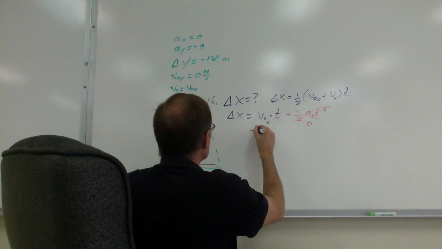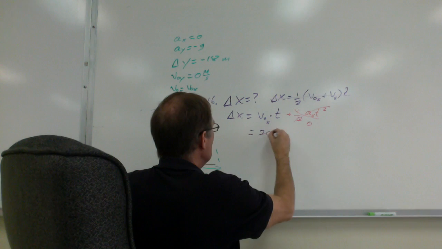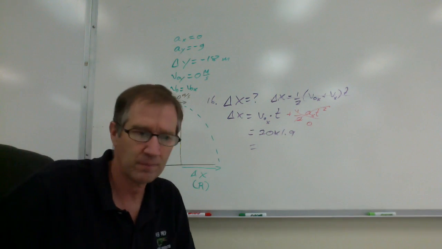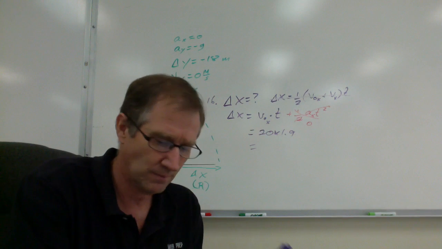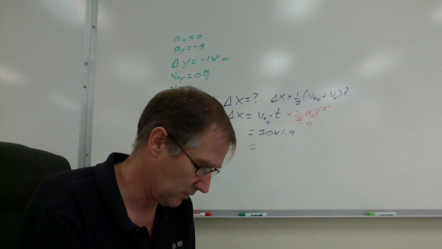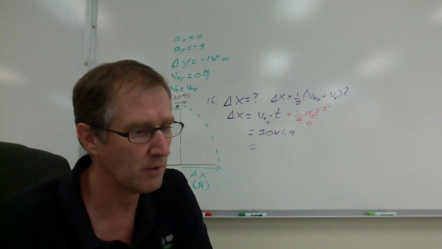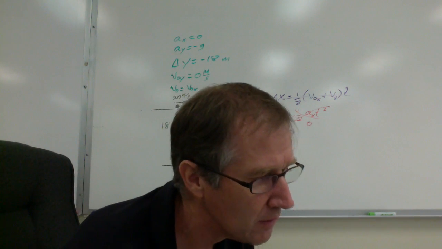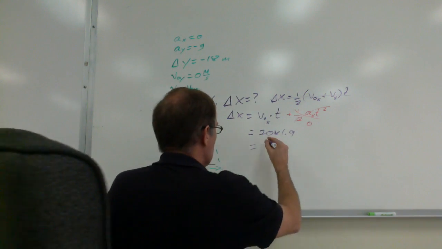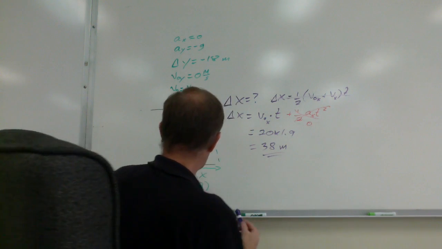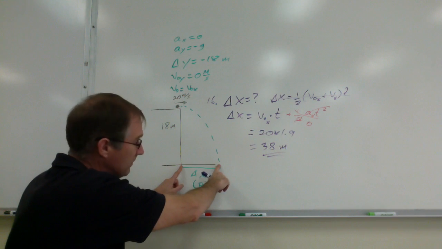And so this is going to be 20 times 1.9, which, let's see, I should be able to do this in my head, but it's a Friday afternoon, I'm tired. So 38, I get 38 meters. Is that what I wrote down over here? Yes. So 38 meters. Okay, so this lands 38 meters from the edge of the cliff.